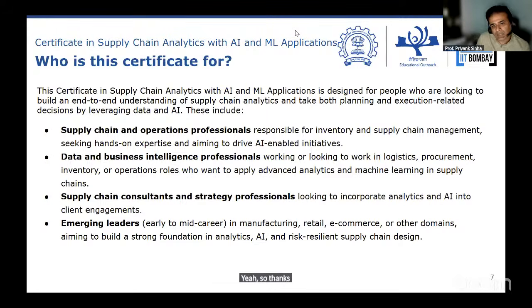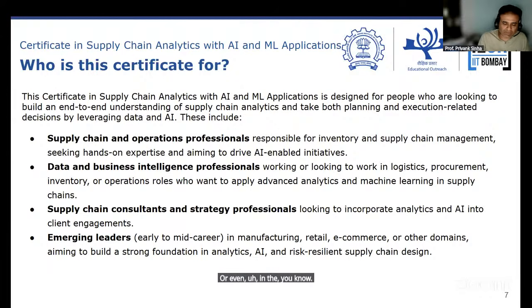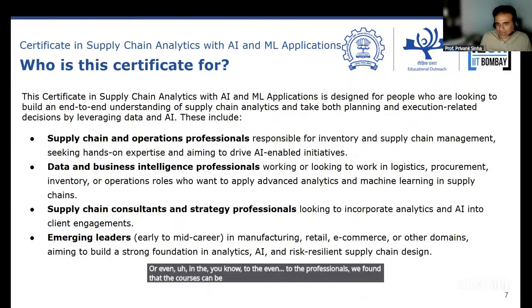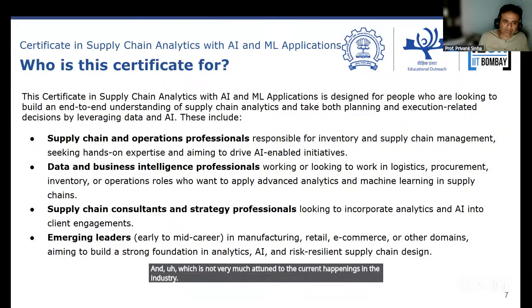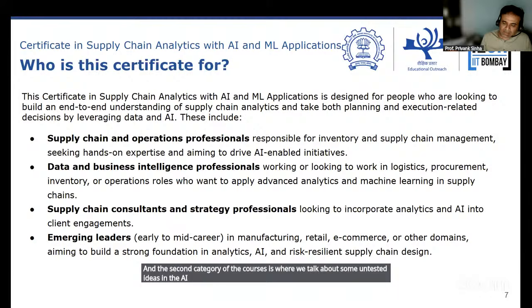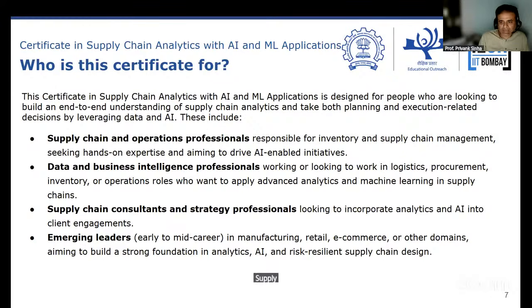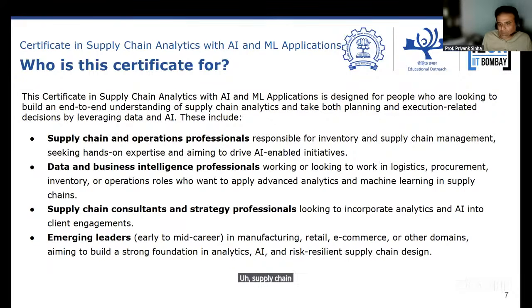Yeah, so thanks, Mohit. The objective behind designing this course is that many courses offered in the supply chain domain by universities and institutes, even to professionals, can be categorized into two categories. One is traditional supply chain material, which is not very attuned to current happenings in the industry. The second is courses that talk about some untested ideas in the AI ML areas and how they can be applied to the supply chain setting. These courses usually don't give the theoretical underpinning required to understand supply chain functioning holistically. So we have tried to bring both of these things together in this course.